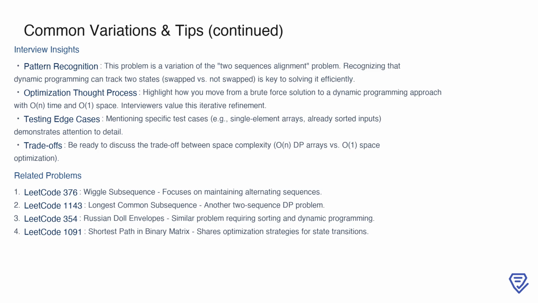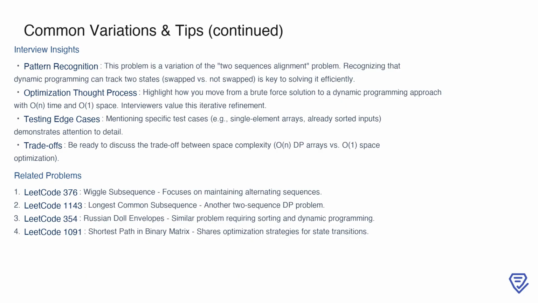This problem is a great way to showcase your problem-solving approach in interviews. Recognizing that this is a variation of the two-sequence alignment problem is an excellent starting point. The key insight here is using dynamic programming to track two states, one for when you choose to swap at a particular index and another for when you don't. Interviewers often look for how you refine your solution, so explaining how you transition from a brute force method to a dynamic programming approach with O(n) time complexity and eventually optimize for O(1) space is highly valuable.